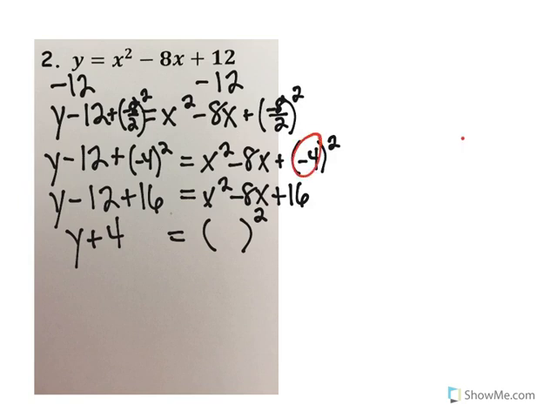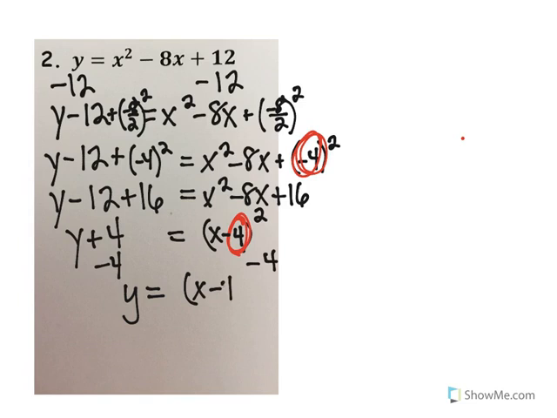It's going to be the same number. X minus 4 squared. We're so close to vertex form. What's my last step for vertex form? Minus 4 on the left, and bring it to the right.